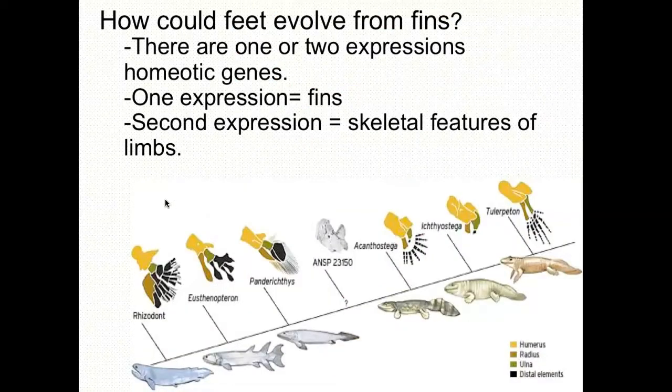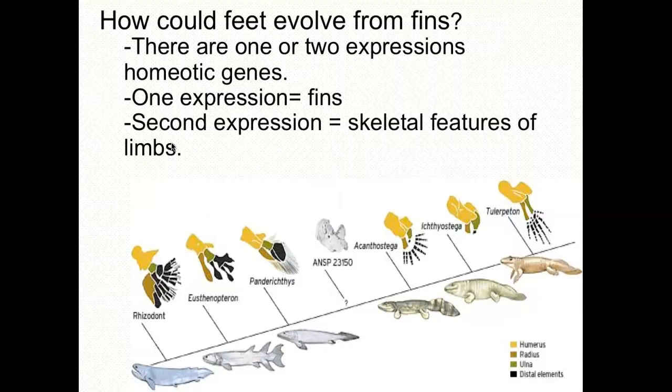And then this is another example of how feet could evolve from fins. There are one or two expressions of homeotic genes. If you get one expression of homeotic genes, they develop into fins. The second expression of your homeotic genes will create skeletal features of limbs. So to go from a fin to a limb is just one more round of homeotic expression.